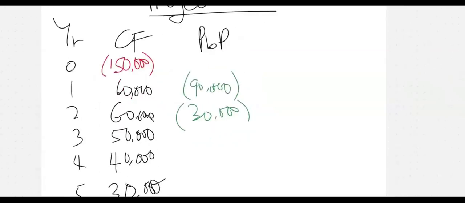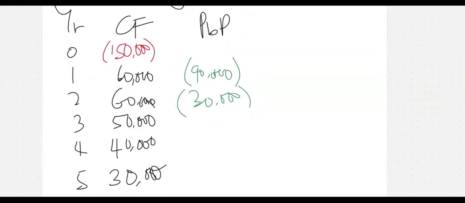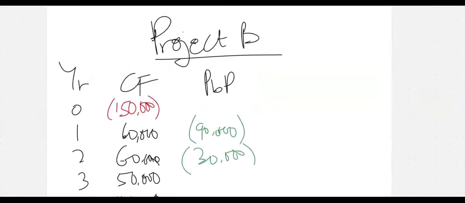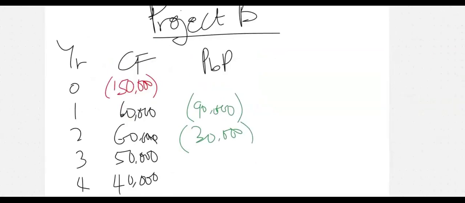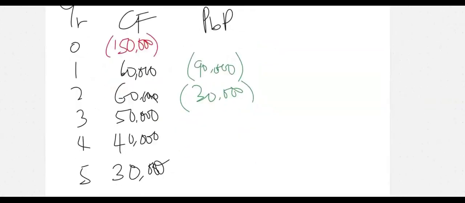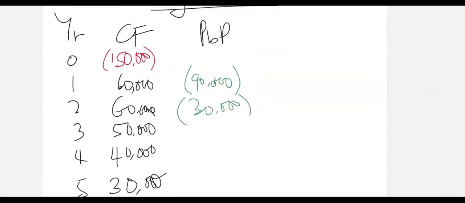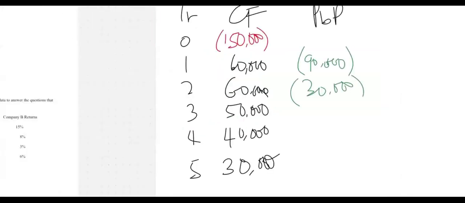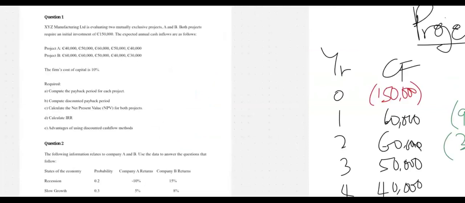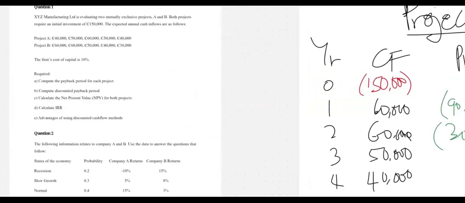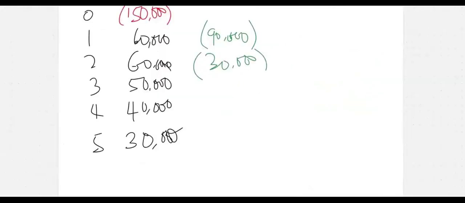We have 90,000, 30,000. I'm using the project B. The screen went off, so I had to rewrite only the project B because we've done the project A. The project B, we have the 150,000. The cash flows per the question for project B are 60,000, 60,000, 50,000, 40,000, and 30,000. So we have it there.